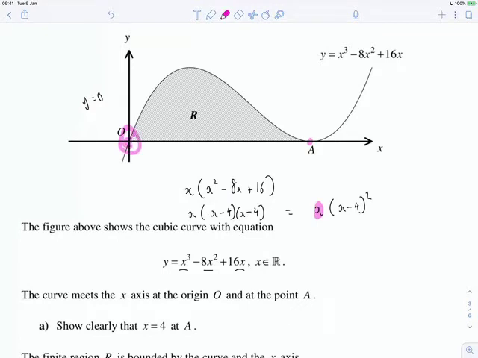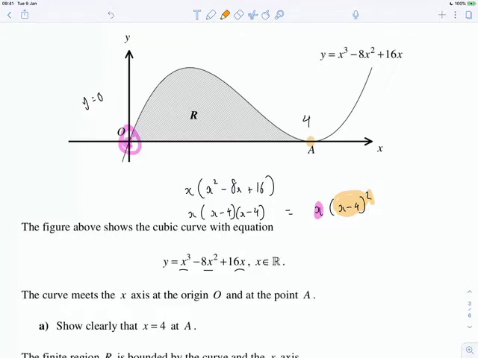Which means either x is 0, which corresponds to this bit, or x minus 4 equals 0, and if x minus 4 equals 0, then x equals 4. And this squared thing means that it's got a 0 at 4 twice, i.e. it crosses the x-axis twice at 4.